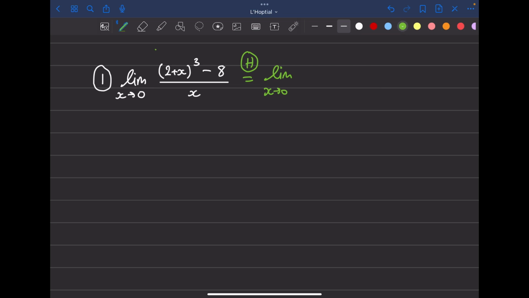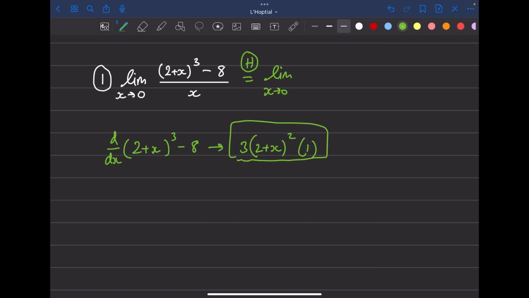And then the derivative of the numerator, what would that be? So the derivative of (2 plus x) cubed minus 8, so this is d over dx, would be 3 times (2 plus x) squared, and then times 1, because you're basically taking the derivative of the outside, chain rule basically. So derivative of the outside times the derivative of the inside. So this would be 3 times (2 plus x) squared, and then the negative 8 will go away because the derivative of that is 0. So that's the derivative of this. And then for the bottom, the derivative of x should be just 1.